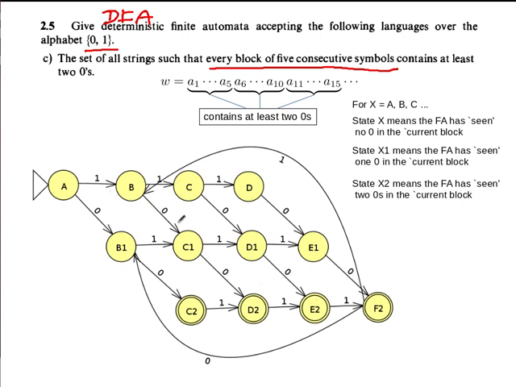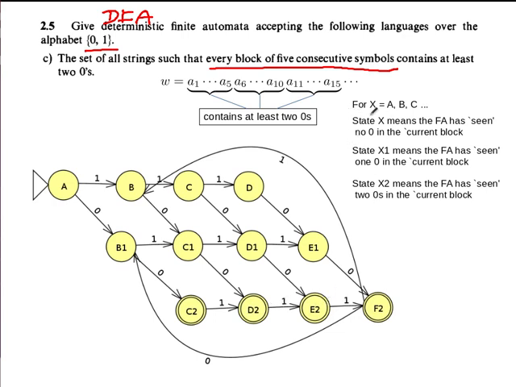And then what does this row mean? See, in each block you are supposed to see 2 zeros, right? So this row means you haven't seen any zeros in the current block. This means you have seen only 1 zero in your current block so far. Okay, and this means you have seen 2 zeros in your current block. So that is why all the states here are final states.